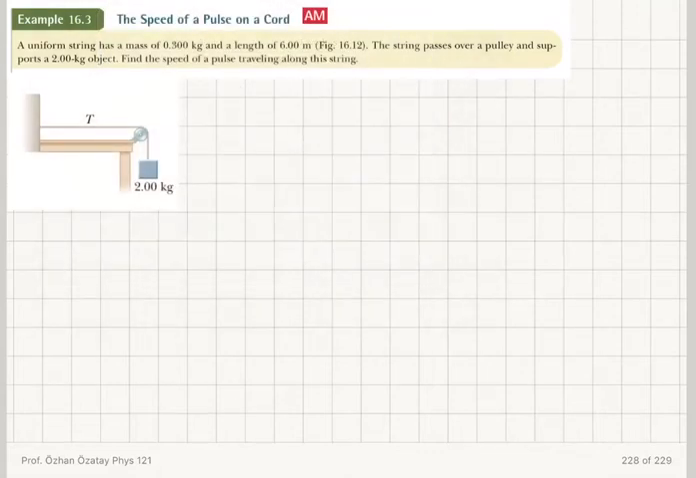Now we're going to look at two examples of propagation speed. The first one is about the speed of a pulse on a cord. A uniform string has a mass of 0.3 kilograms and a length of 6 meters. So the mass of the string is 0.3 kilograms. The length is 6 meters.